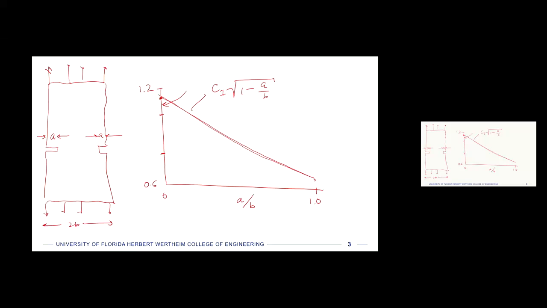So this is for mode 1 for edge cracks. We can also talk about mode 2, mode 3 for edge cracks. And this would be if there are symmetric edge cracks. Okay. The curve looks different if we have a single-sided edge crack just on one side.